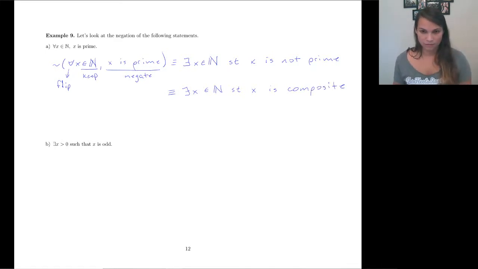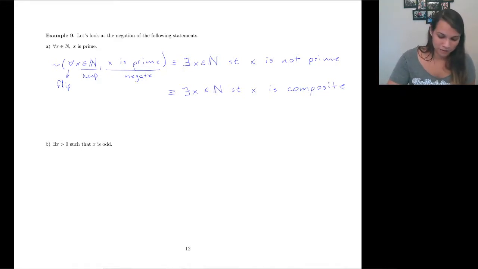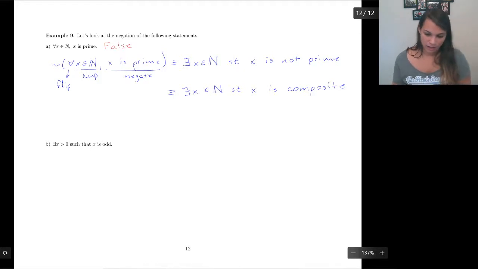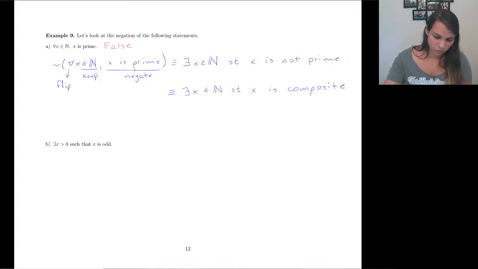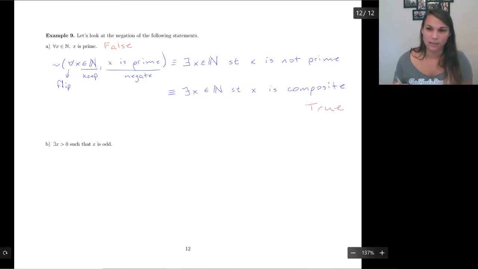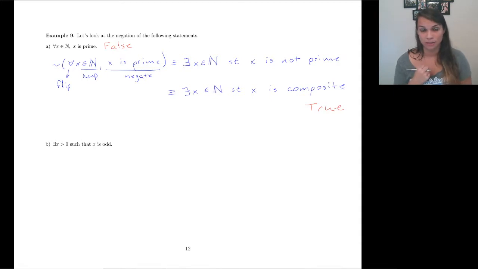And just to talk about the validity of these statements, we already talked about how all of the natural numbers being prime was indeed false. So yes, there does exist a not prime number in the naturals, or there does exist a composite number in the natural numbers. So that is a true statement now.